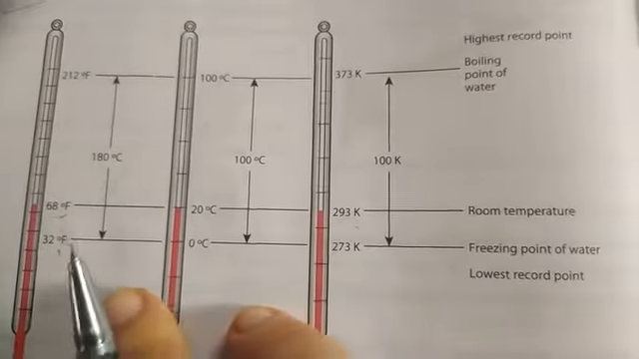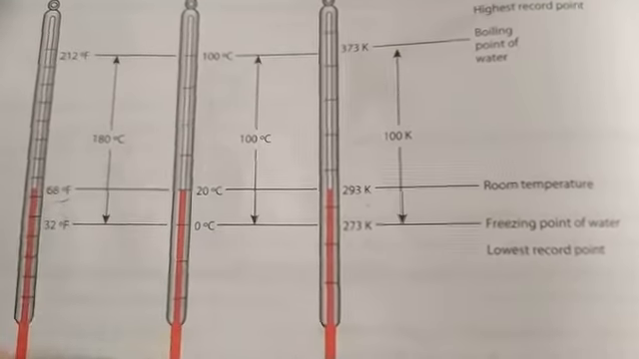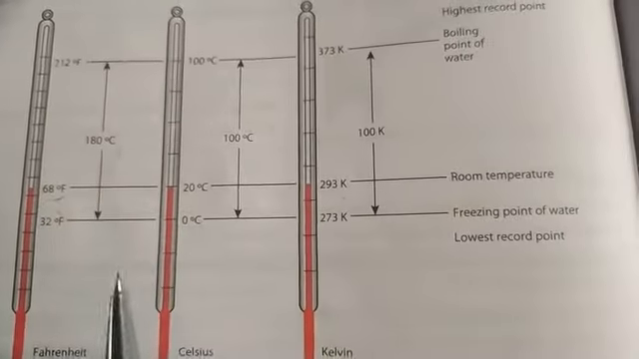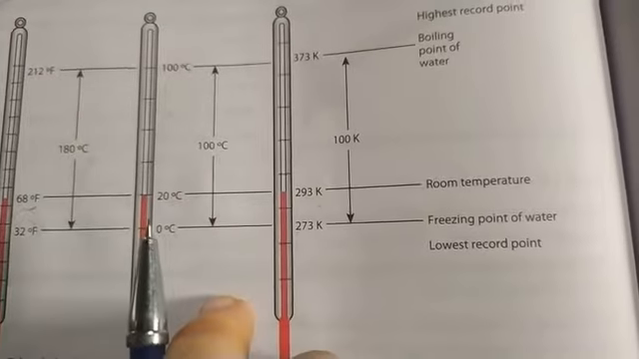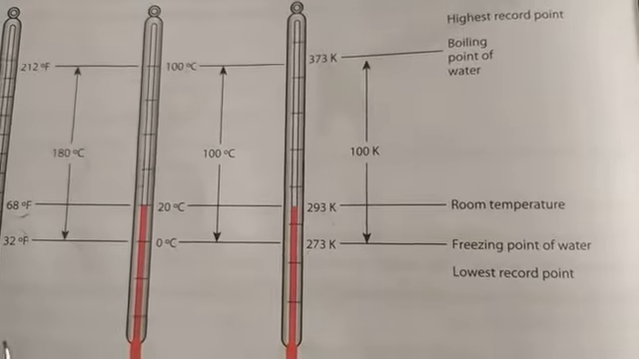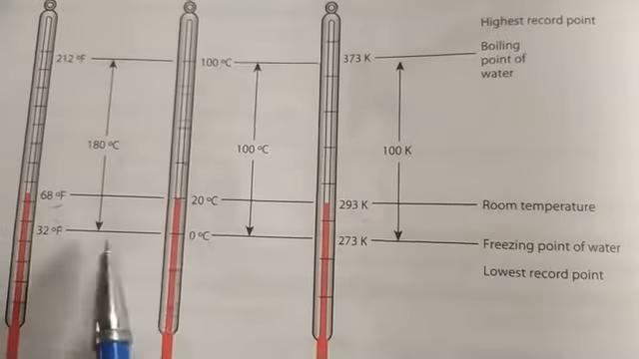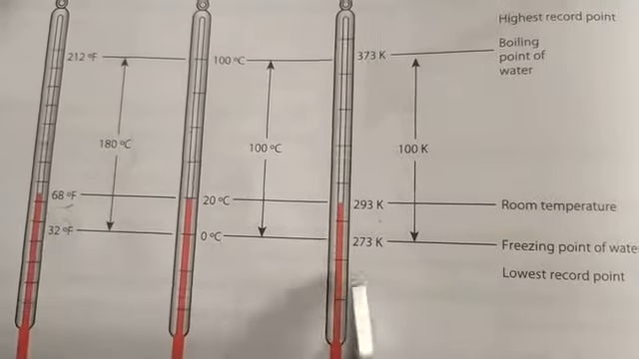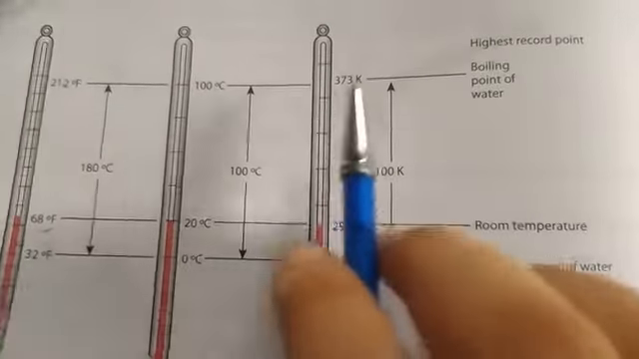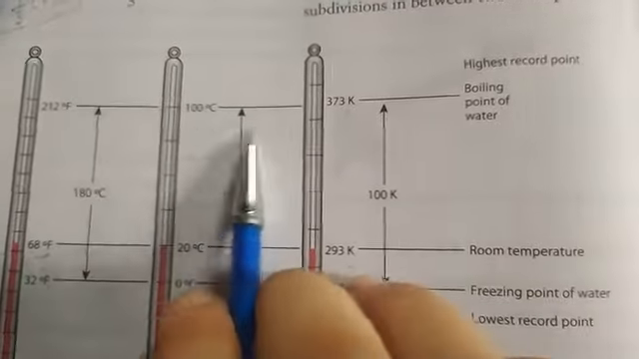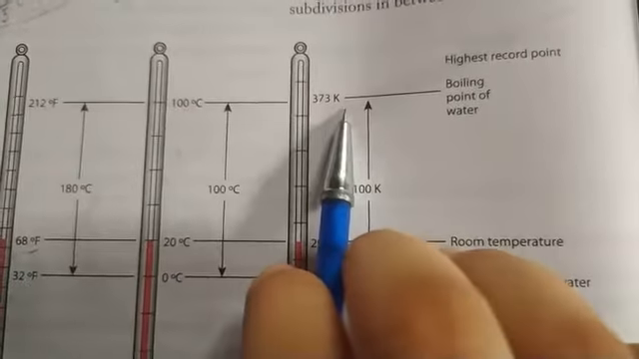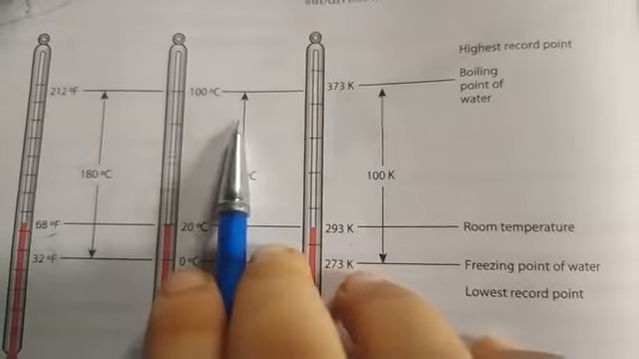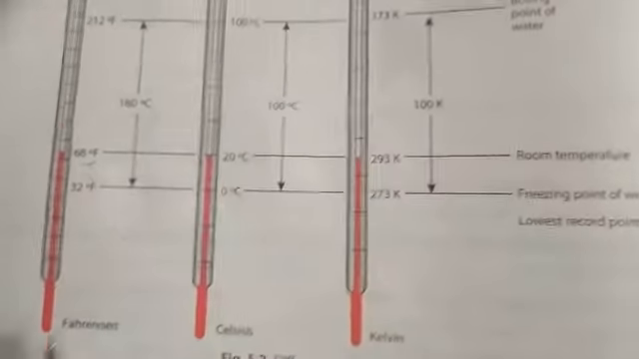So there are different temperature readings on the three types of temperature scales, but the temperature of the substance remains the same. For example, ice will melt at 0 degrees Celsius. The ice will melt at this particular temperature, but the only difference is that the readings are different on the different temperature scales. Similarly, water will boil at 100 degrees Celsius, 212 degrees Fahrenheit and 373 Kelvin. The temperature is the same, but the readings are different on different scales.